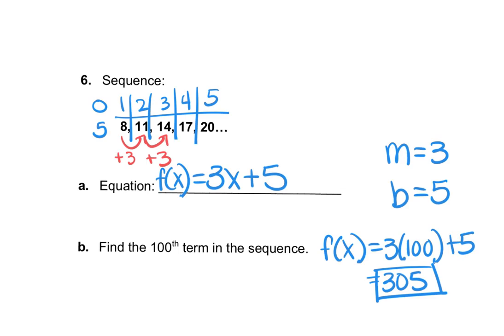All right, so hopefully you noticed that the pattern was going up by adding 3. And so our slope is 3, and then our y-intercept, we backed up by 1. So instead of adding 3, we subtracted 3 to get to the y-intercept where x is equal to 0. And so then we've got the y-intercept is 5. So f of x is equal to 3x plus 5. And then to find the 100th term, we simply just plugged in that 100. And so you should have 305.